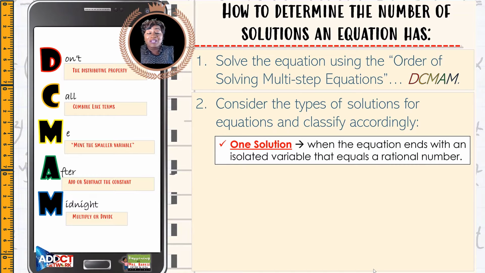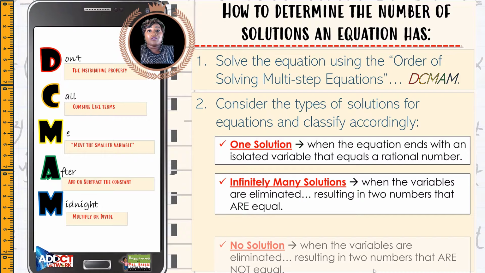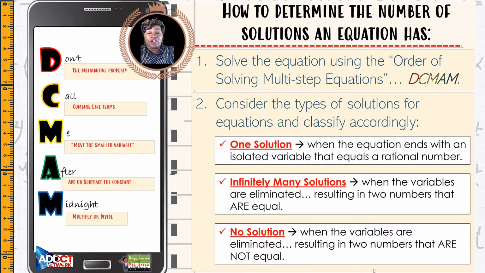One solution. One solution is when the equation ends with an isolated variable that equals a rational number. Infinitely many solutions is when the variables are eliminated, resulting in two numbers that are equal. No solution is when the variables are eliminated, resulting in two numbers that are not equal.